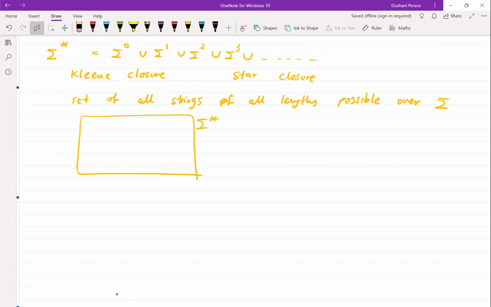Now we are going to combine sigma star with languages. We said that sigma star is the set of all possible strings over sigma. Earlier, when we spoke about languages, if you remember, we defined 3 languages, L1, L2, L3. These two were finite, this was infinite. So we defined these 3 languages on the sigma alphabet.